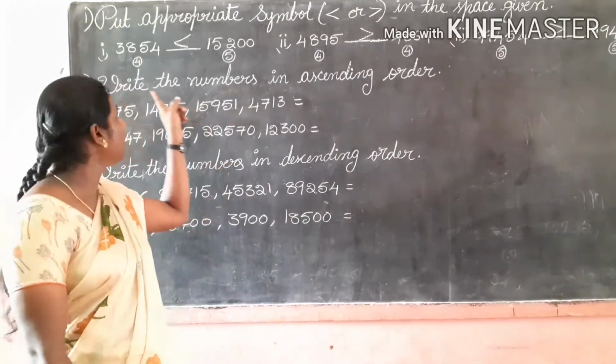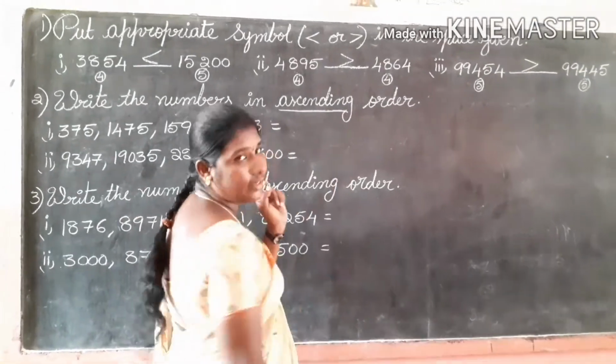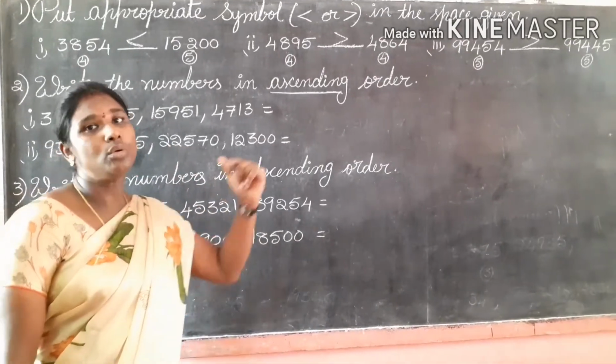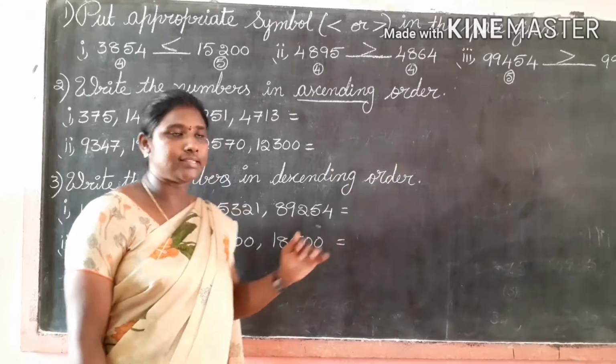Next one, write the numbers in ascending order. What is the question here? Write the numbers in ascending order. Ascending order means we have to write the numbers from smallest number to greatest number.